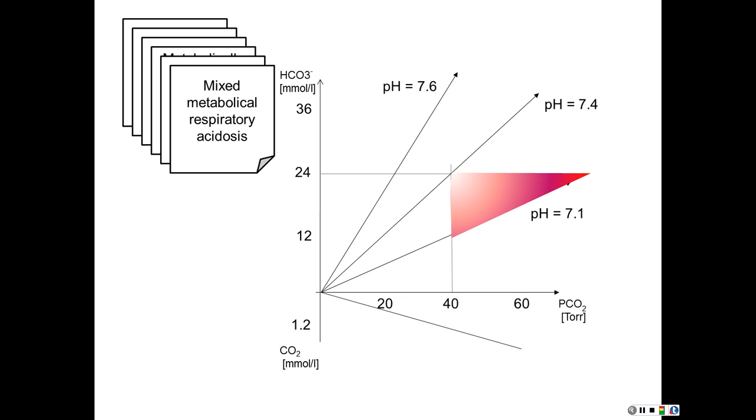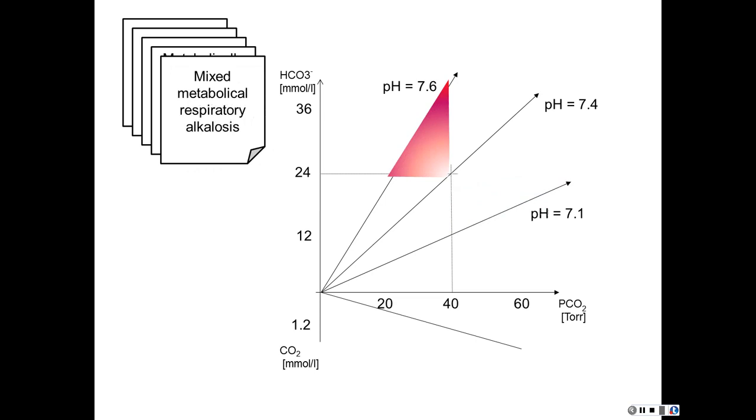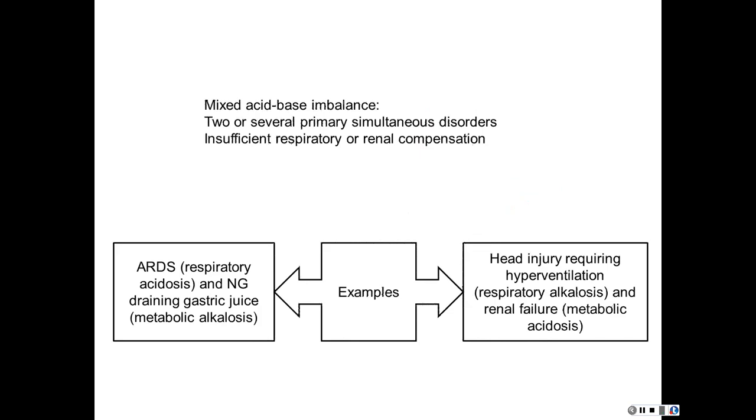Of course, we see problems where you don't necessarily see compensation, but if you have two problems causing an acidosis, both metabolic and respiratory, you can pretty quickly get in a bad situation where you can't compensate and your pH can get dangerously low, as shown there. Same for alkalosis. There's examples, someone with ARDS where you also have NG drainage.